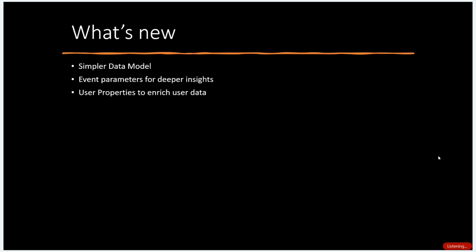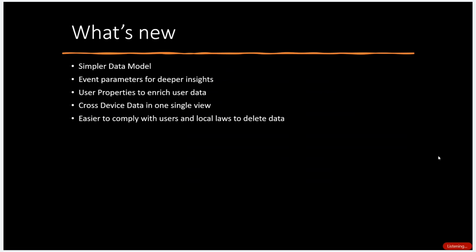User properties to enrich user data. So you also get user properties. And we'll talk about the model, and I'll go through details of these. Cross-device data in one single view. We talked about that, which is app, web. Easier to comply with users and local laws to delete data. So users' requests for deleting data and local laws, because every city, every country, every place has a different law. And based on those, you can easily go and delete the data from Google Analytics 4.